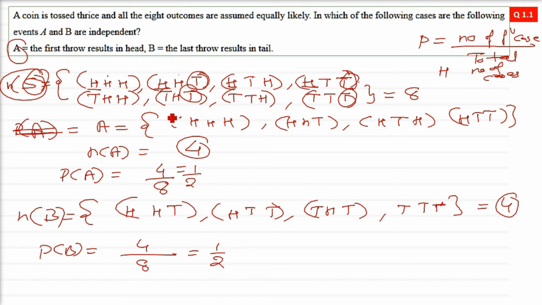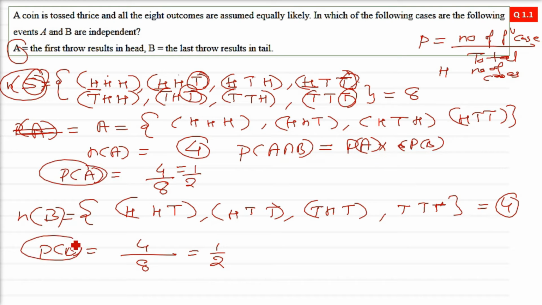Now in order to prove that these two events A and B are independent, we have to use an equality. That equality is P(A intersection B). When we have probability of A intersection B, if it is equal to probability of A multiplied by probability of B, when you multiply these two, if it becomes equal to probability of A intersection B, then they are independent events. What is P(A) and P(B)? We have already computed it, half and half. So multiply these two, half into half is 1 by 4.